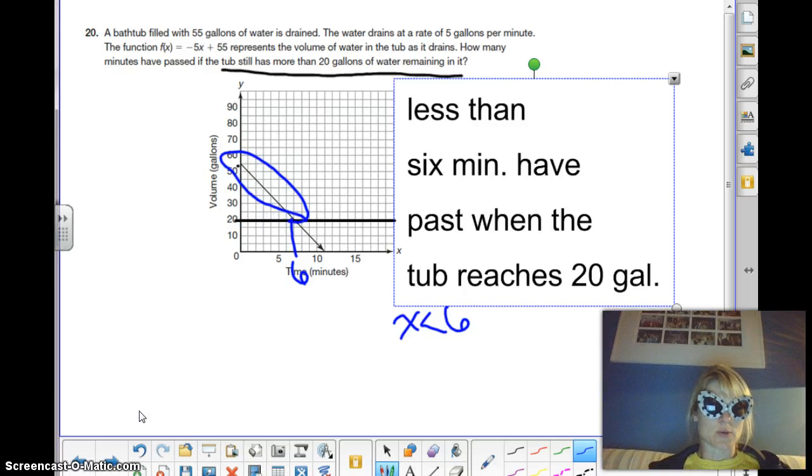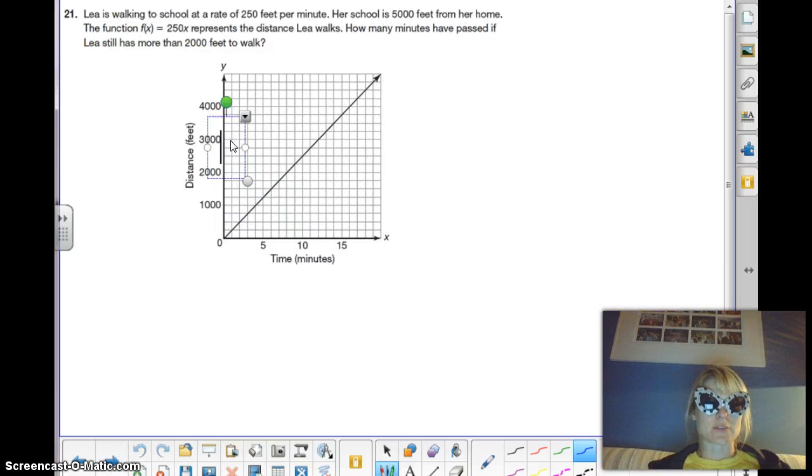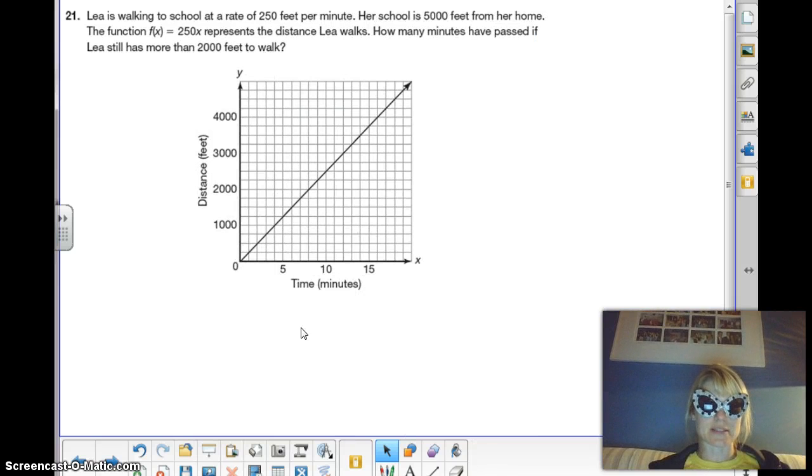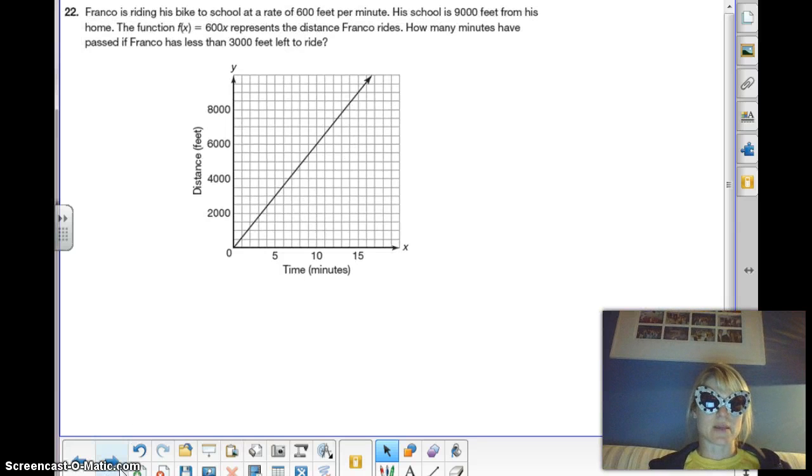Okay, so let's see how you do. I want you to read this question right here, and I want you to write one sentence and an inequality about this question right here. And then let's have you look at this one. Look at Franco and see if you can figure out how many minutes have passed if Franco is less than 3,000 feet left to ride? And then make sure you check your answers when you're done. Short and sweet.